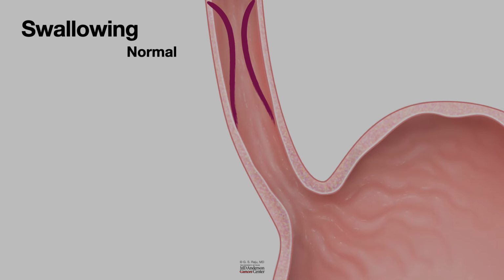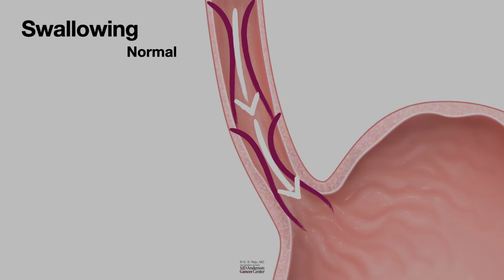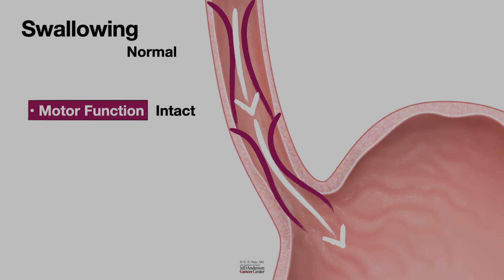And as the peristalsis wave comes from the top end of the esophagus to the lower end of the esophagus, the lower esophageal sphincter should relax so that it can allow the food to get into the stomach. So when all these things are going on well, there is normal peristalsis and normal relaxation of the lower esophageal sphincter, you say that the motor function of the esophagus and lower esophageal sphincter is intact.